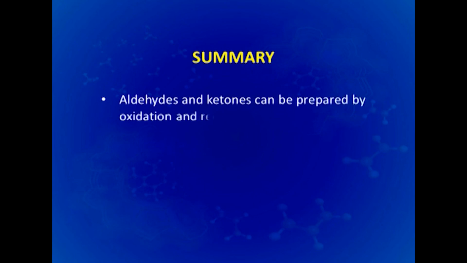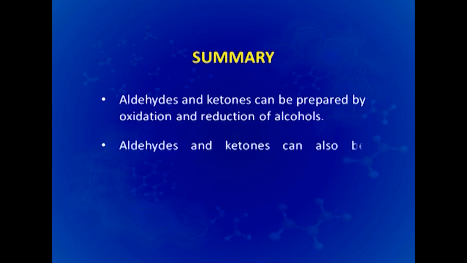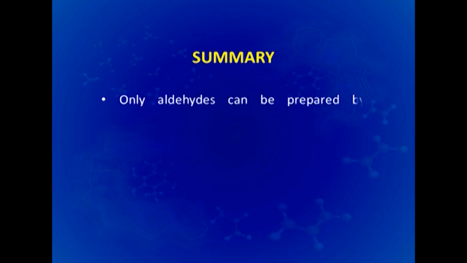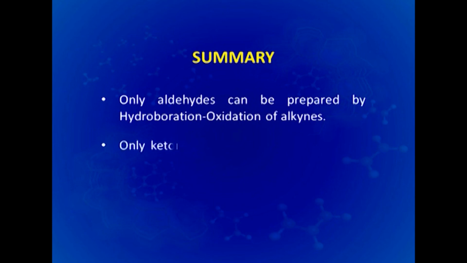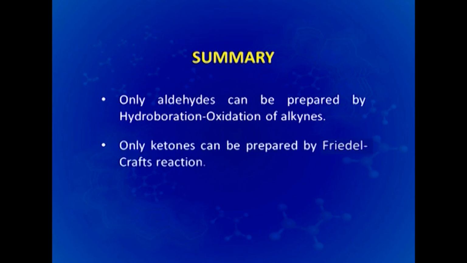And now, this is the summary of the preparation of carbonyl compounds. Carbonyl compounds, that is aldehydes and ketones, can be prepared by oxidation and reduction of alcohols. Aldehydes and ketones can also be prepared from Grignard reagents, and only aldehydes can be prepared by hydroboration oxidation of alkynes, and only ketones can be prepared by Friedel-Crafts reaction as well as hydration.